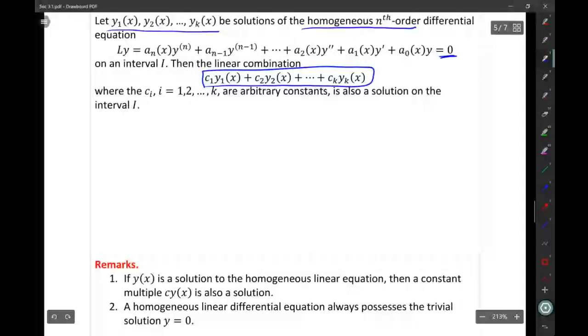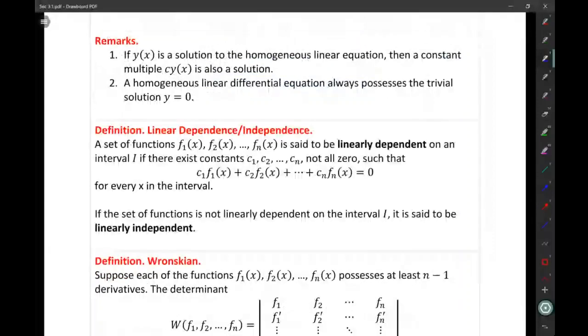If y of x is a solution to the homogeneous equation, I mean, if I have only one solution, then C times this y of x also represents a solution.